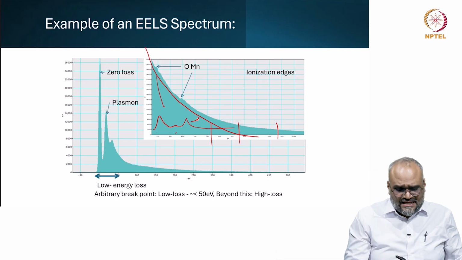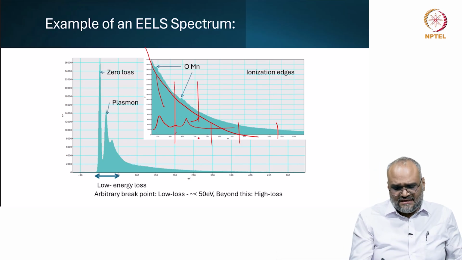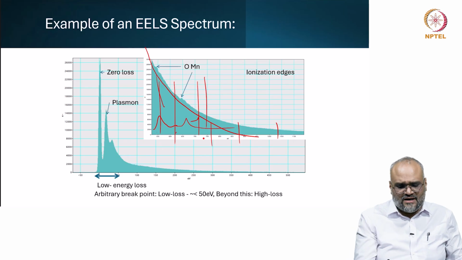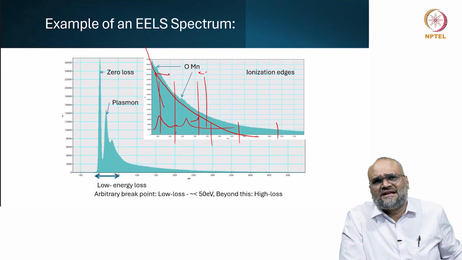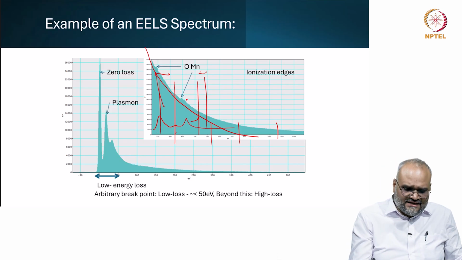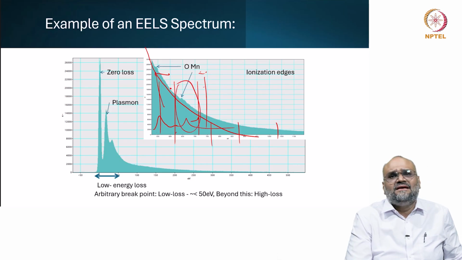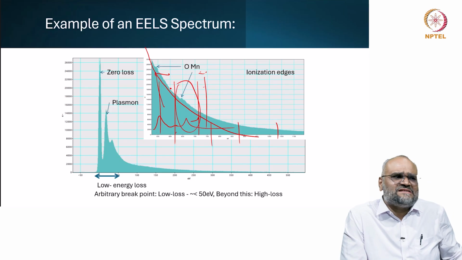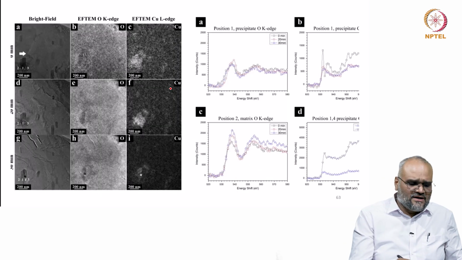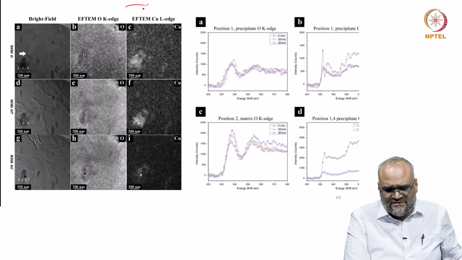And next, if I place some kind of a window and record the pre-edge and the post-edge spectra, and I only filter these out and record only the information around the specific ionization edge, I can get what is called energy filtered transmission electron micrographs, and this is how your energy filtered TEM maps look.